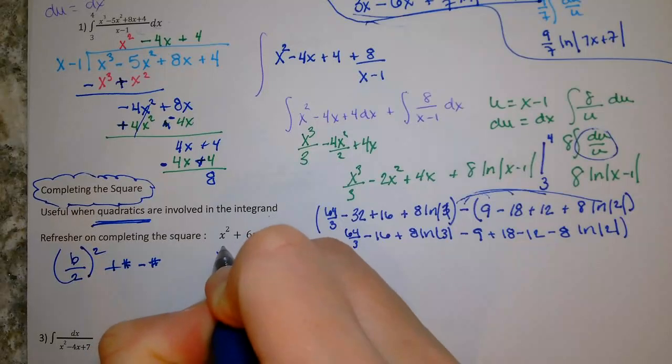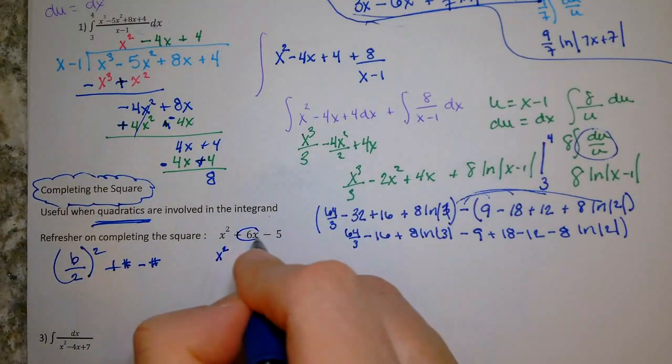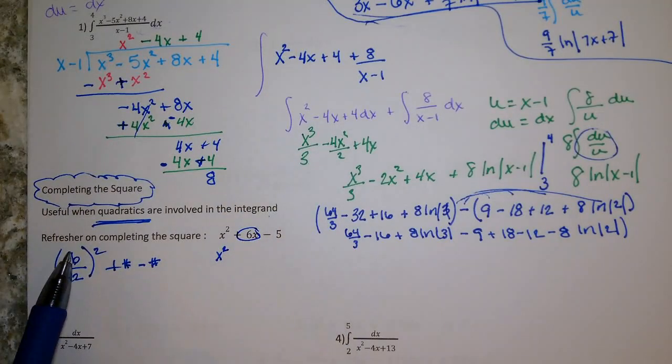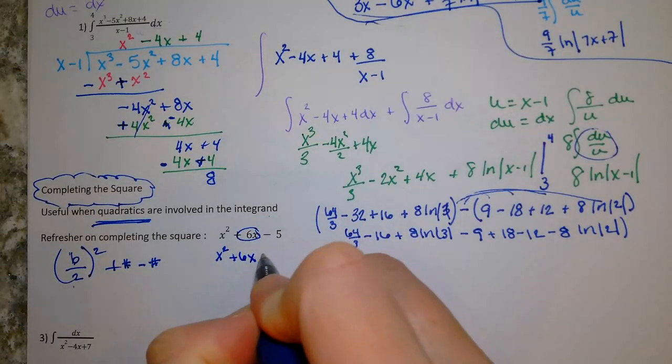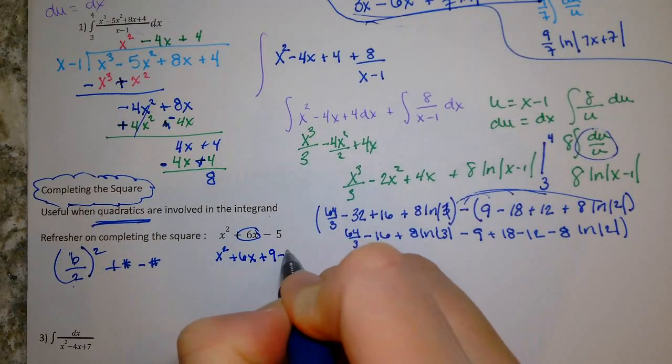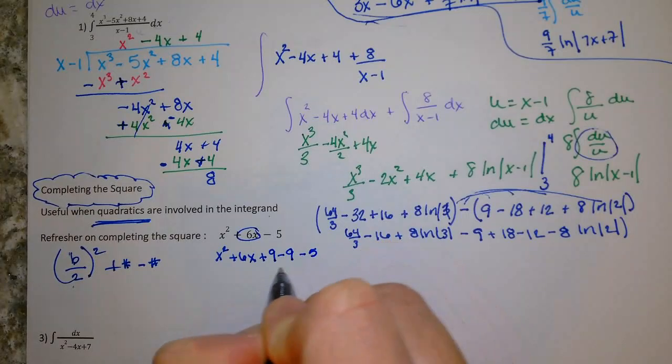So let's practice on this one. So I have x squared. My b term is 6. So I'm going to take 6, cut it in half, which is 3, square it, and I get 9. So I have plus 6x, and then I want to add the 9 right away, subtract the 9, and then that minus 5.